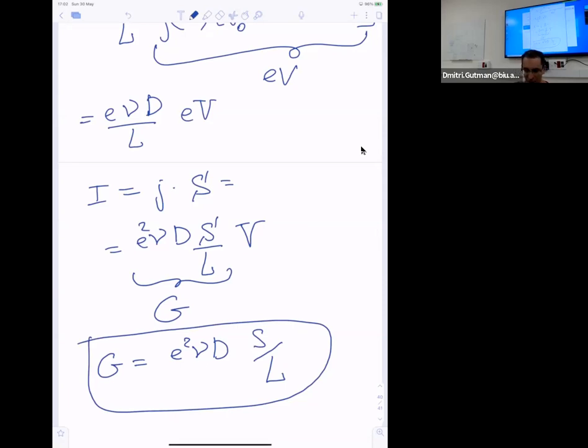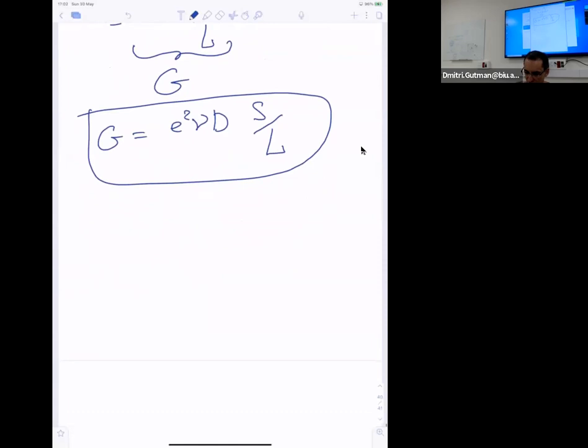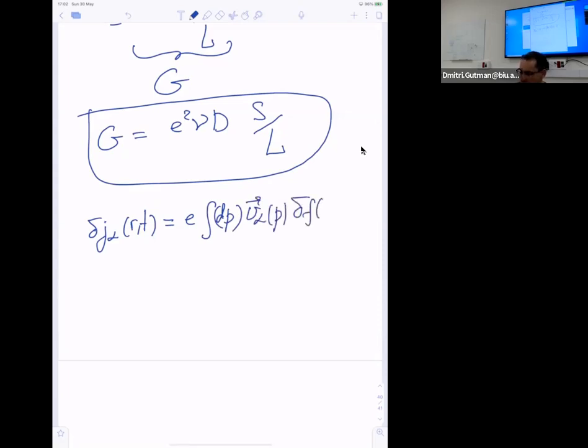Okay, so that was just a quick reminder of what happens with DC current. And now I need to compute current noise. So how do I do that? I once again write an expression for current, but this time for fluctuations of the current. And I relate fluctuations of the current to the fluctuations of the distribution function, absolutely analogous to what I did with the mean value. So I integrate with respect to all momentum the velocity of particles times the distribution function, but this time the fluctuation of the distribution function.